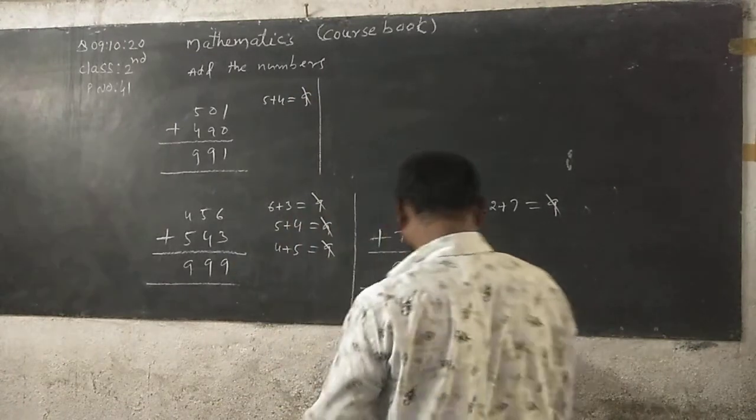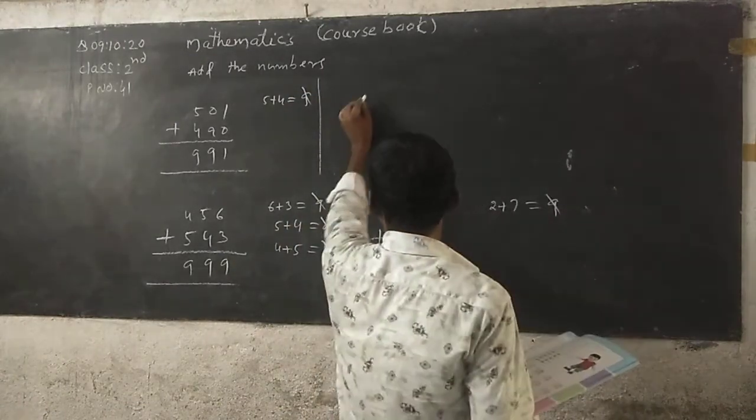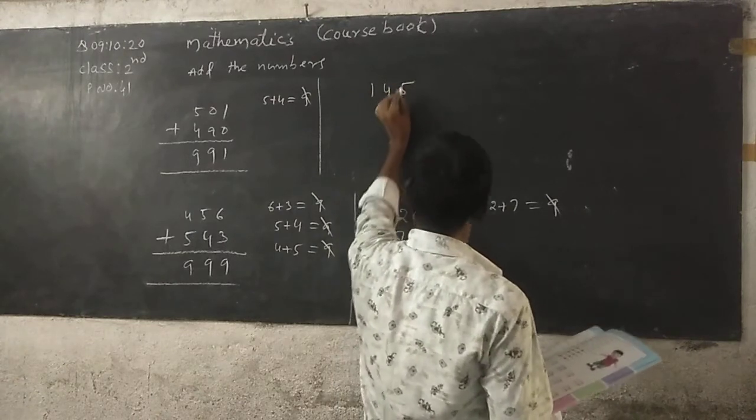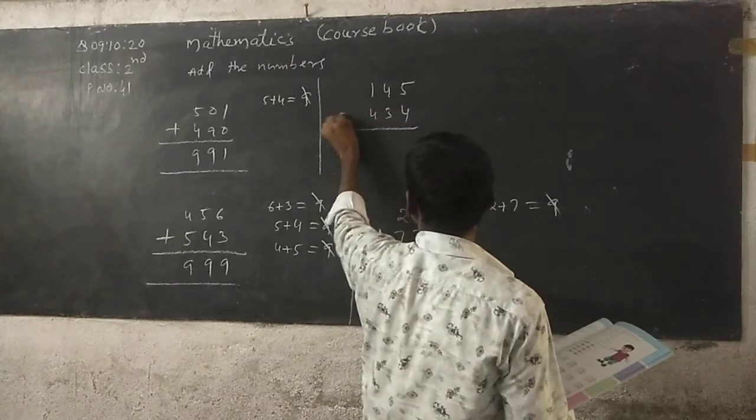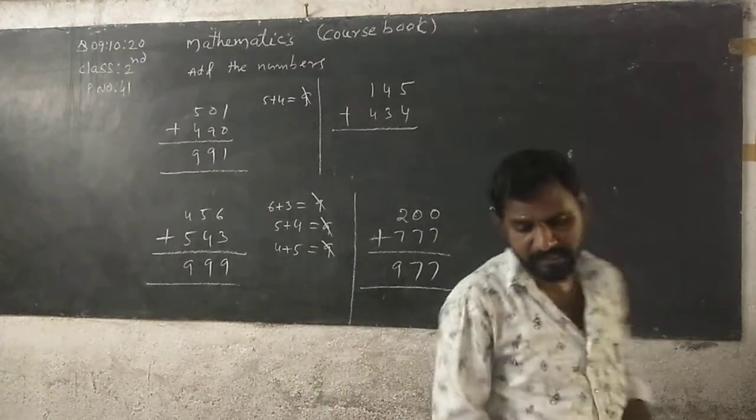Next, 145 plus 434. First we add the digits in ones place. 5 plus 4.